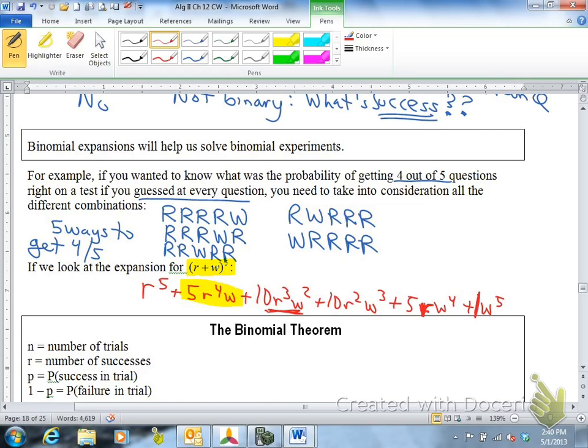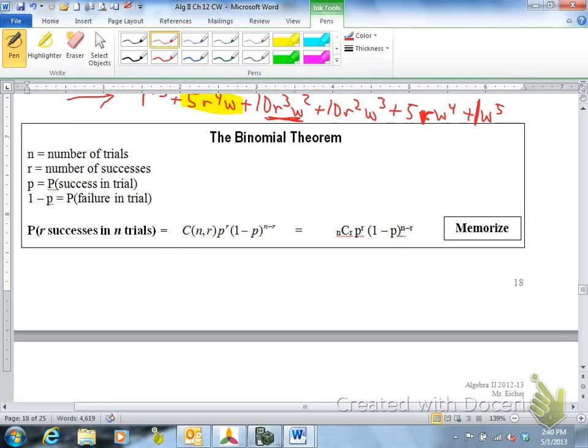So this right here, this expansion, is known as the binomial theorem, and we can use it to answer probability questions. So here's the binomial theorem.